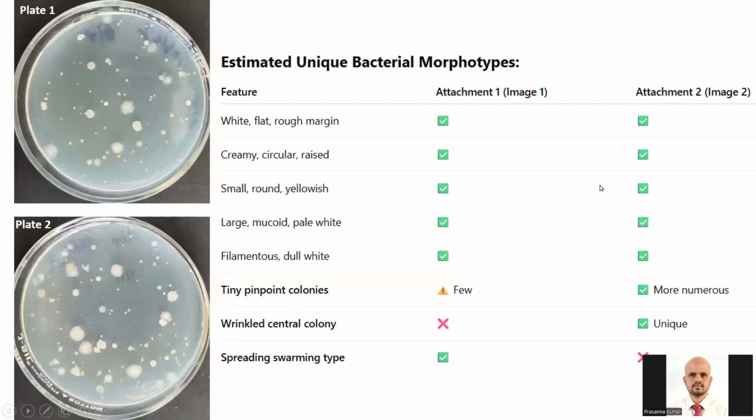We did not stop here. We tried to compare the colony morphology, and we used AI to compare this. Table 1 has a few pinpointed colonies which are missing in table 2. The wrinkled colonies, which are more extracellular polysaccharide secreting colonies, are found in table 2. And swarming colony 1 has been found in table 1.